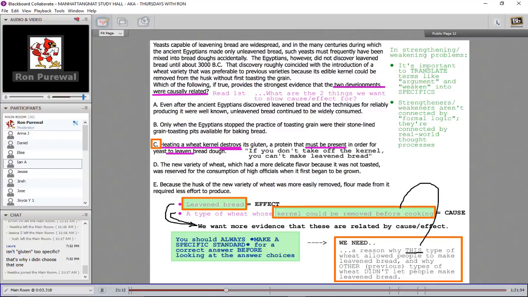So, no, the gluten thing is the reason why the leavened bread is impossible, but it doesn't matter why that is. Whatever the reason is, it's going to be a specific reason, right? There has to be some reason why other varieties of wheat didn't let you make this kind of bread. And whatever that reason is, it has to be really specific. All the reasons for stuff like this are always going to be specific.